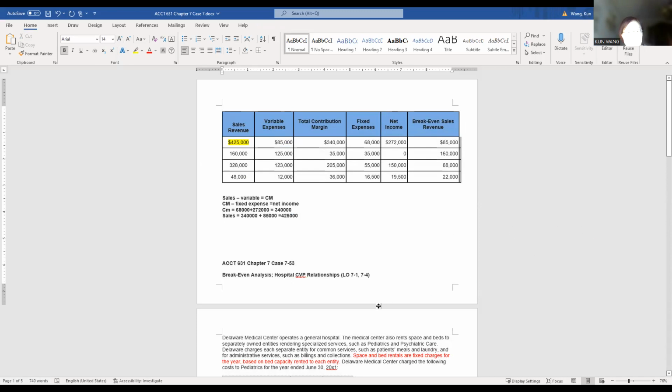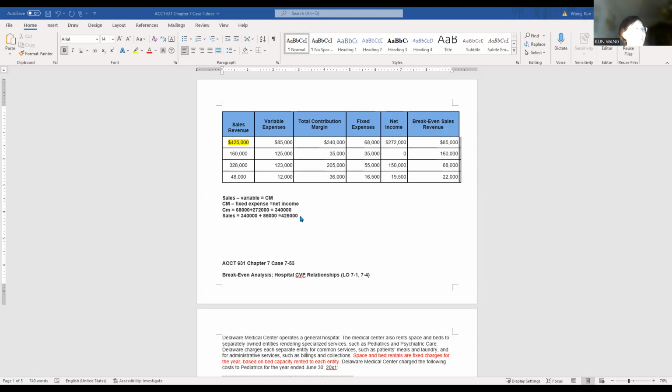My hard time with number 1 is when you don't have the net income or the contribution margin, I'm struggling with how to calculate the other. On question number 1, on the very first row, I have variable expenses, my break-even sales, and fixed expenses. So I don't have sales revenue or contribution margin or net income. Okay, I see.